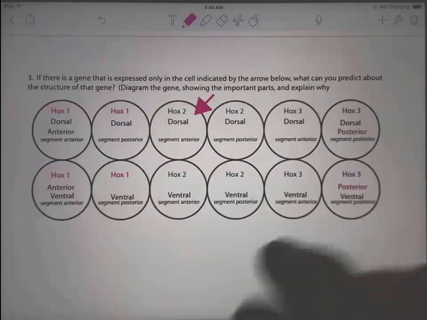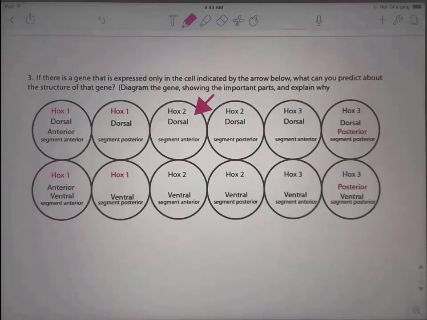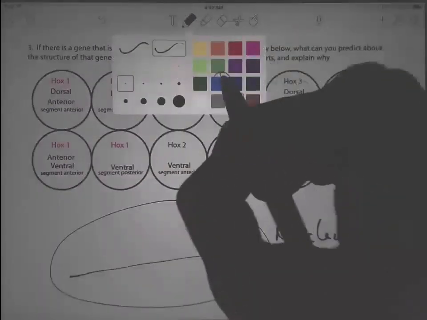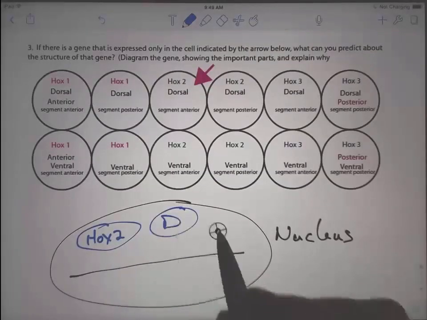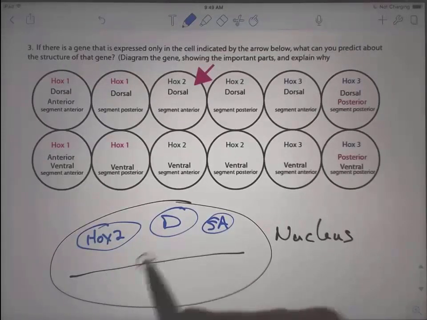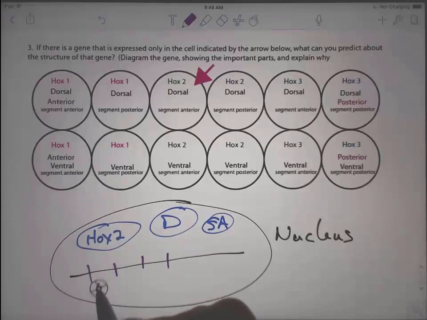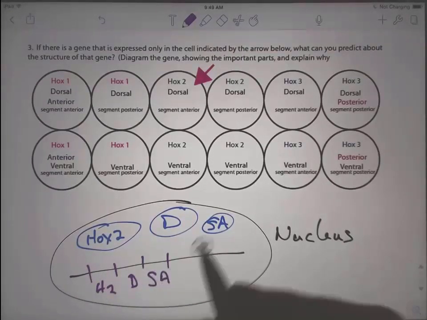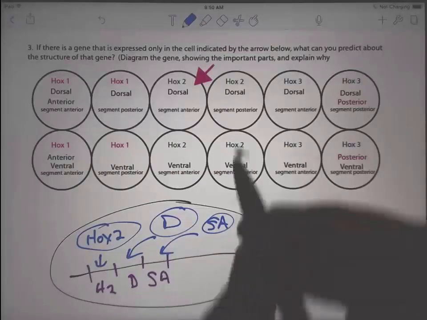So let's imagine that there's a gene expressed only in the cell that's indicated by the arrow below. What can you predict about the structure of that gene? In order to solve these kinds of problems, you need to think about the transcription factors it has: HOX2, dorsal, and segment anterior. Only if a gene has binding sites for HOX2, dorsal, and segment anterior will we get expression.